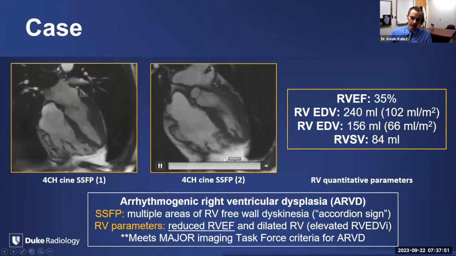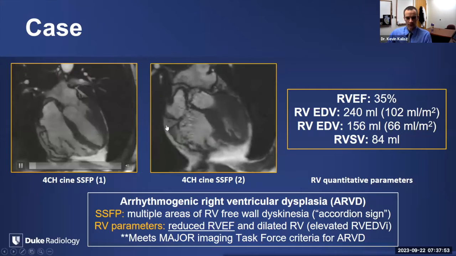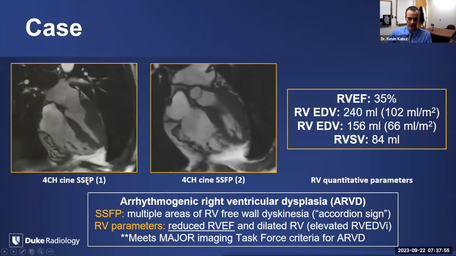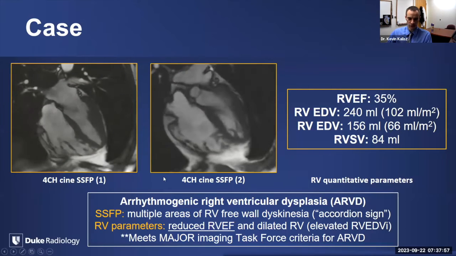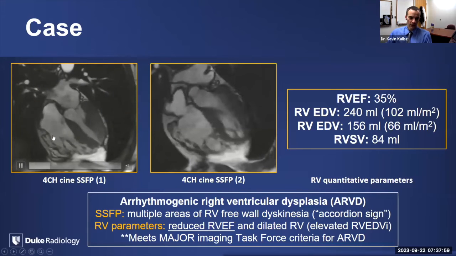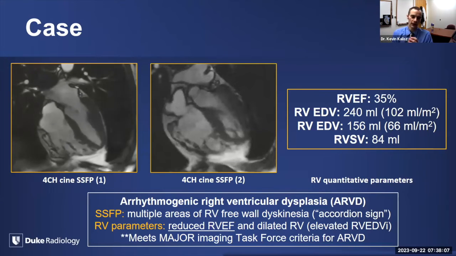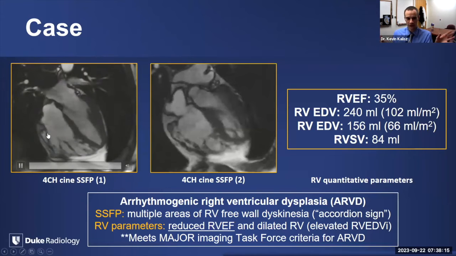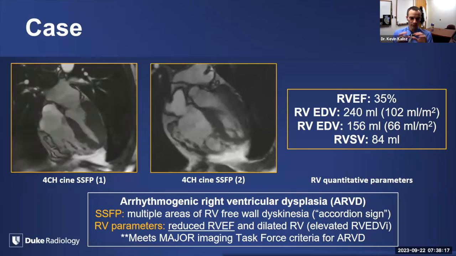So what does ARVD look like from a structural functional scenario? So I have two just at slightly different slices here, 4-chamber Cine SSFPs. This RV is abnormal in the sense that the function just overall is not contracting all that well. It's a little bit dilated, and I think really the key thing to look at here is that really there's no kind of concerted contraction. Some people call this the accordion sign.